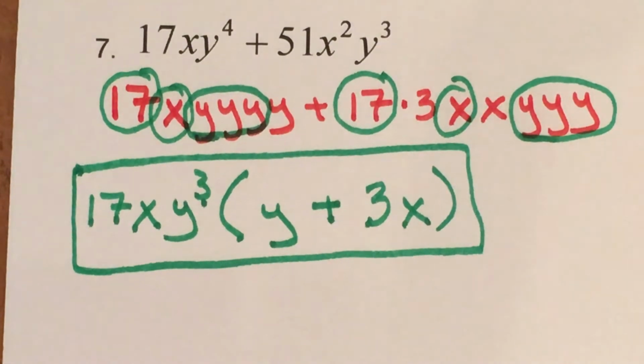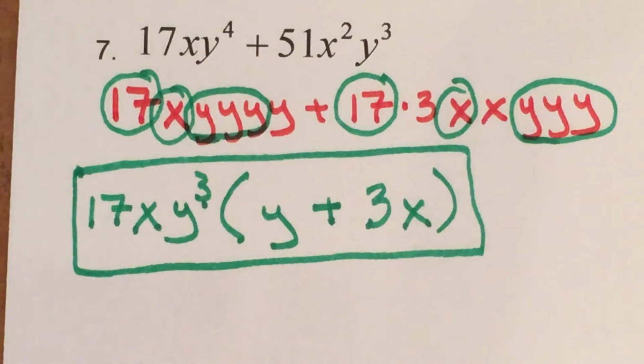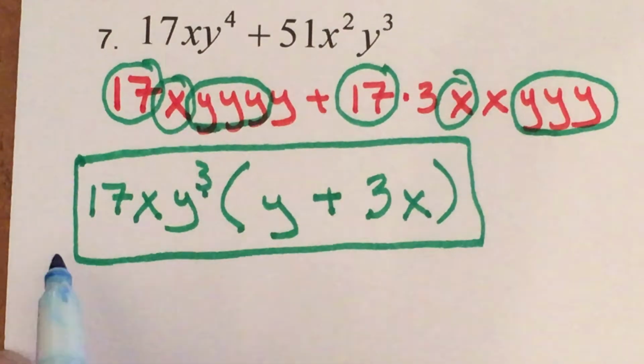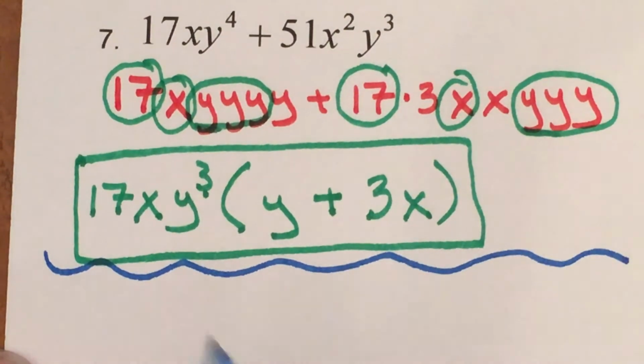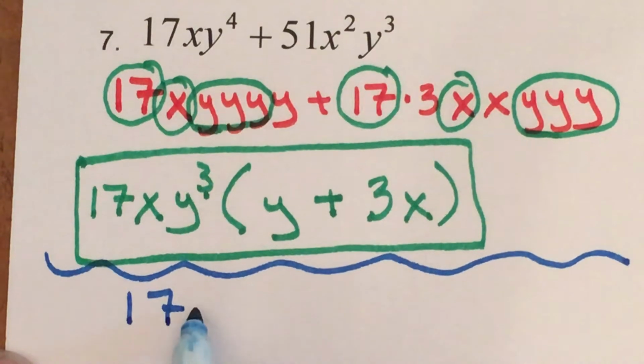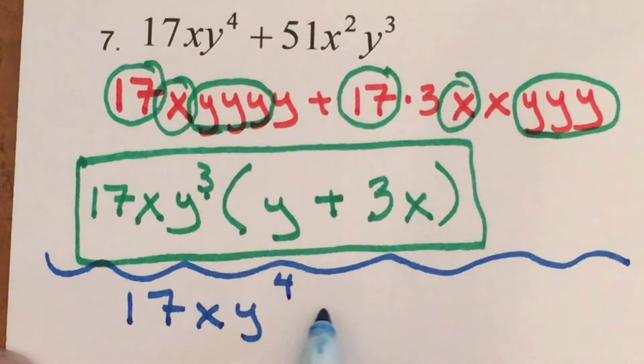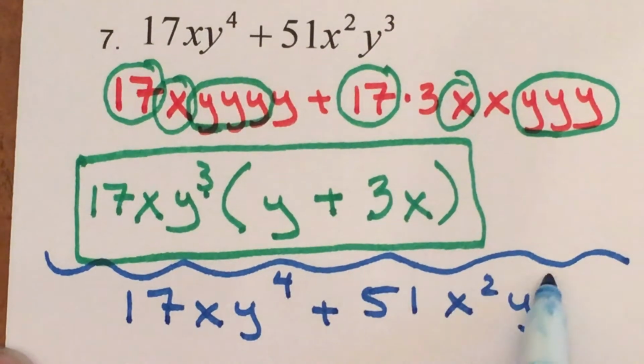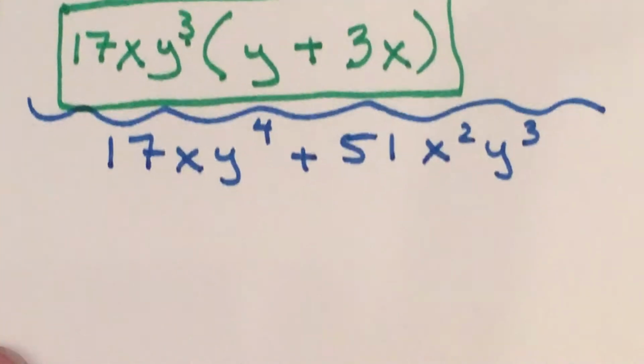Let's look at how to approach that from just the rule standpoint. So from the rule standpoint, I'm going to rewrite this just so we can see it a little bit more clearly, but it's the exact same problem. 17x y to the 4th plus 51 x squared y cubed. My original problem.